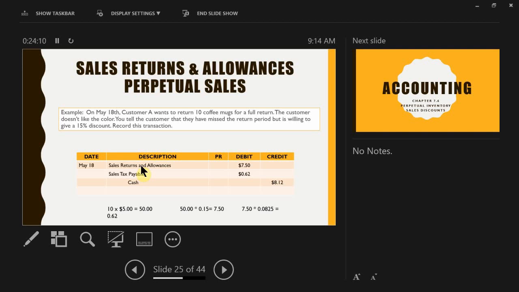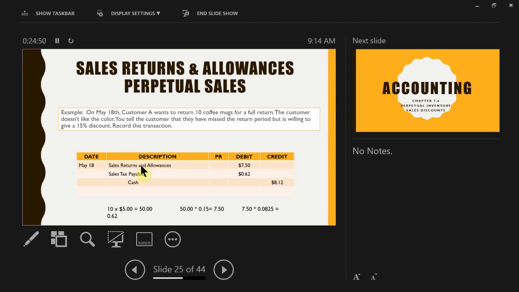Yes, so in this case, cash, we're going to be giving back $8.12. Okay, so 62 cents on the $7.50 is what we're giving back for tax. So therefore, in grand total, I'm giving the customer back $8.12. Okay, now the question is, do I need to do the second one? Do I need to update my inventory? Oh, you're not putting anything back in inventory, so no.